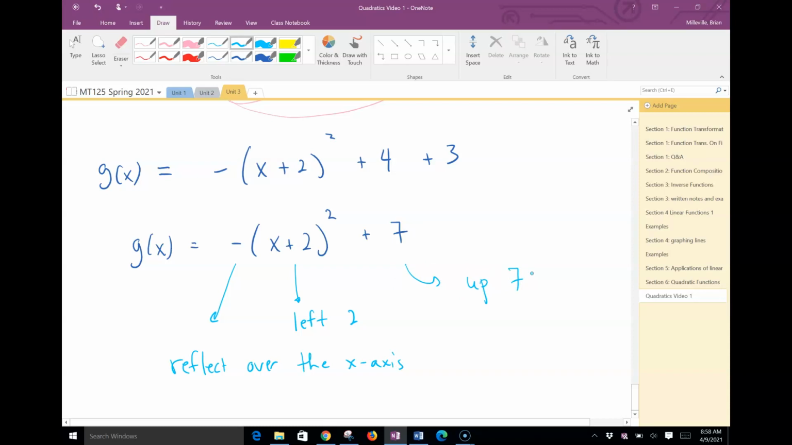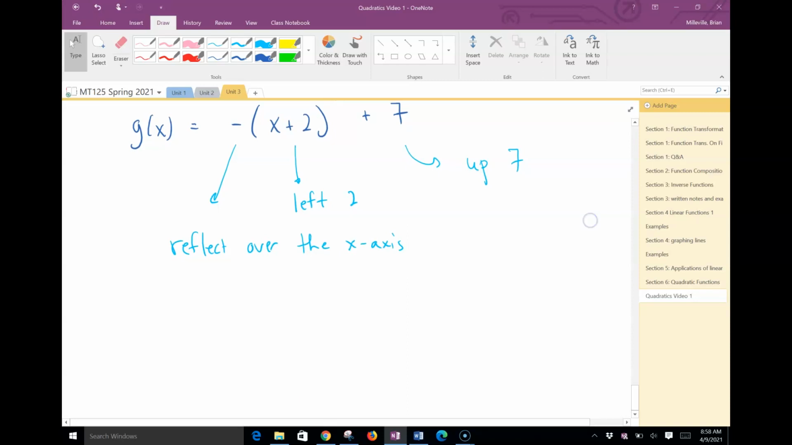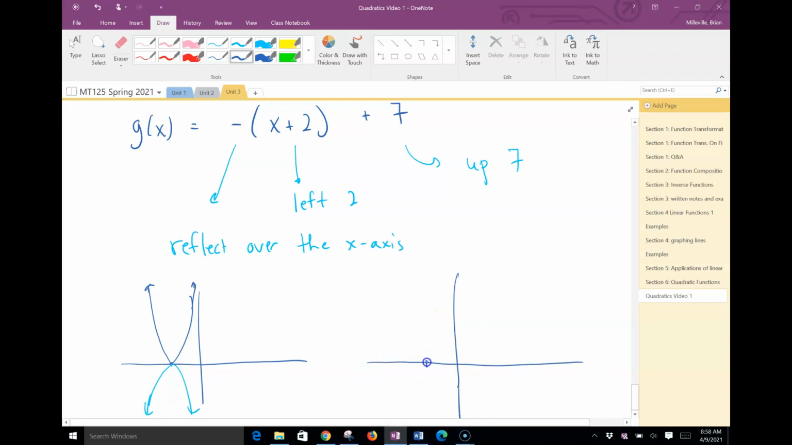So reflecting the graph over the x-axis is now going to give us an upside down parabola. So let's once again just quick sketch it. It doesn't have to be a perfect sketch. Let's give a quick sketch to this, maybe in stages. So we're going to go left 2. So go left 2, draw your standard parabola. Then reflect the graph over the x-axis. That's going to go upside down now. Then take that result and shift that up by 7 units. And again, not a perfect sketch, but it's going to look something like this.